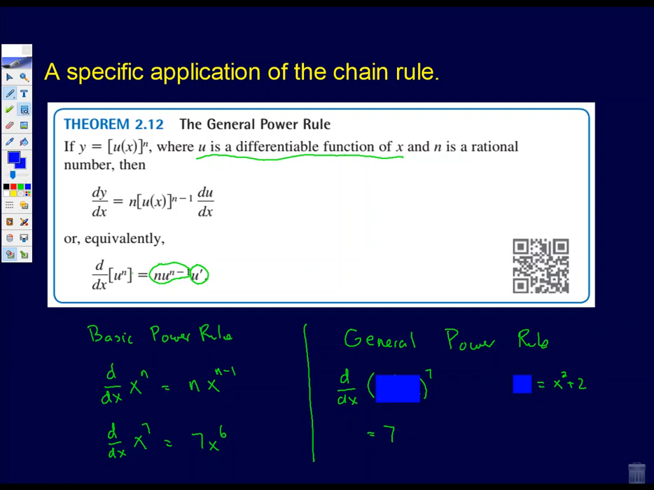7 times something to the 6th. And that's something we were calling u. Okay, so now we multiply by the derivative of what's under the box. So the last part of the problem is to uncover the box and replace it with x squared plus 2, and then multiply all of this times the derivative of x squared plus 2, which is just 2x. And now this could be my final answer to what the derivative is.